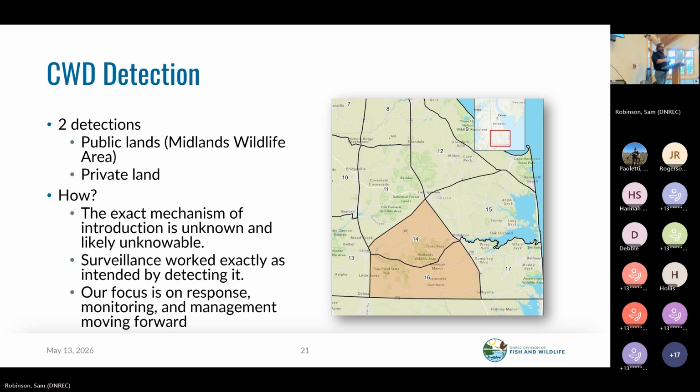But I really want to punch out there, since 2003 to now, the surveillance work, we found it, which is half the battle. Now we just have to figure out what to do from there. Our focus at this point will be response, monitoring, and management moving forward.